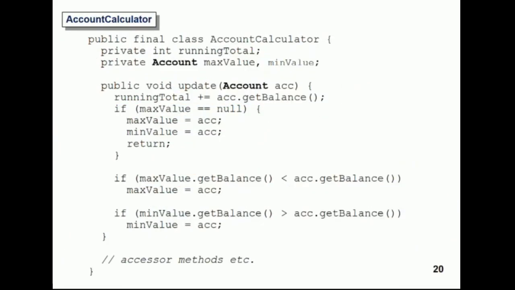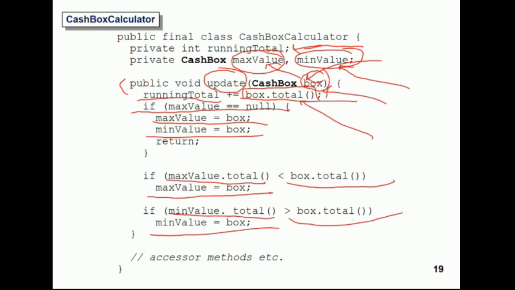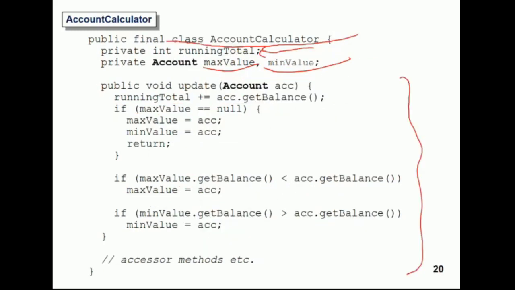We look at the bank account calculator, and we see that it's doing pretty much the same thing. So I've got a class called account calculator. I've got a running total, and I want to keep track of which account has the maximum value and which account has the minimum value. And this in here is exactly the same as the previous class. So I'm calculating the running total, and then I'm figuring out which account has the minimum value and which account has the maximum value. And the key method that I'm making use of to do these calculations is account get balance.